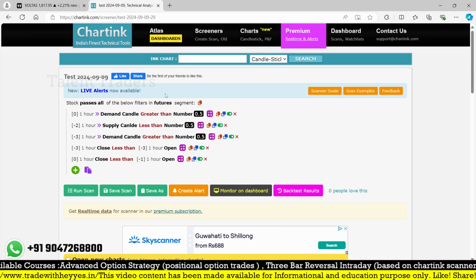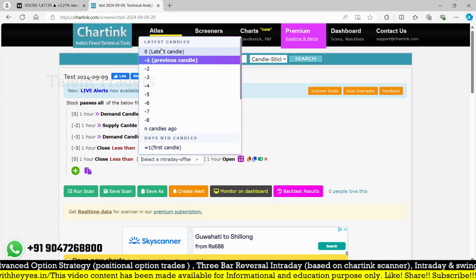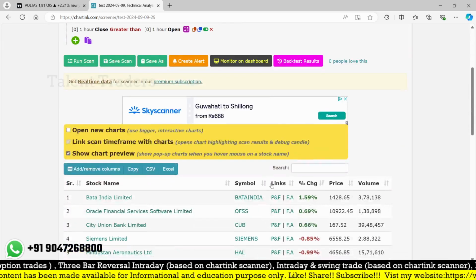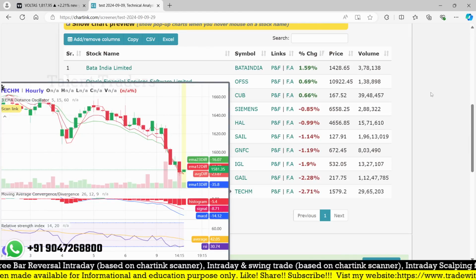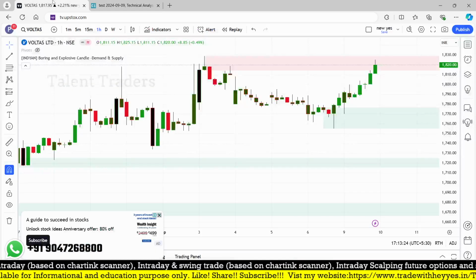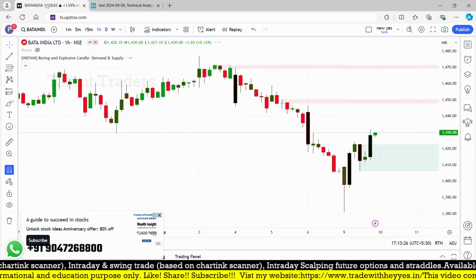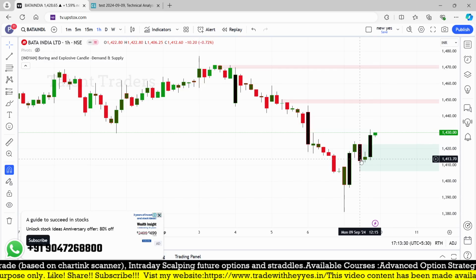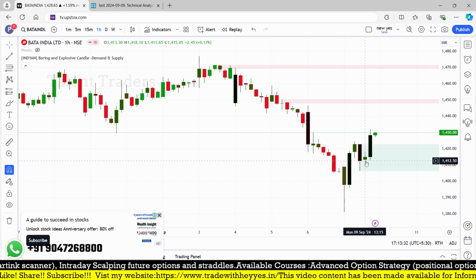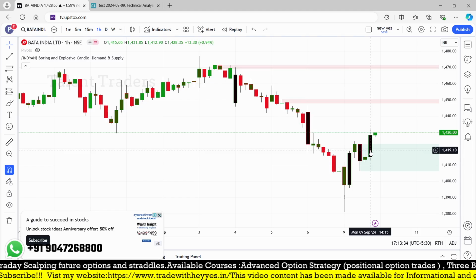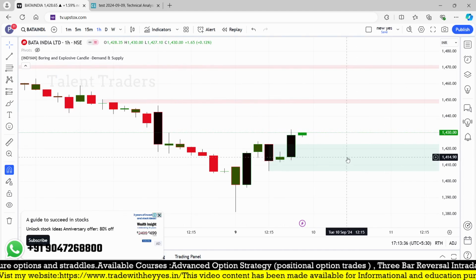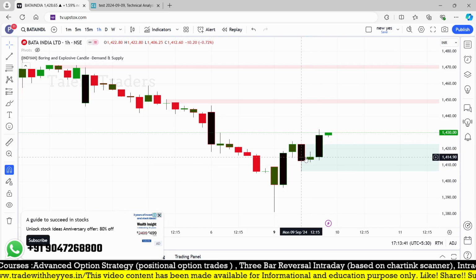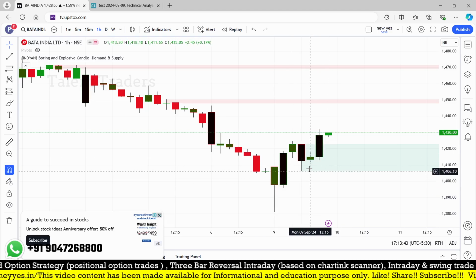So we create the current candle. Bata India, OFSS. Let me check Bata India and what happened. Where are we exactly finding such a pattern? The first candle should be red, the second candle would be a boring candle, and the third candle would be an explosive candle. You can look at this. This is the exact pattern I'm looking for, but this should happen at the lower level.